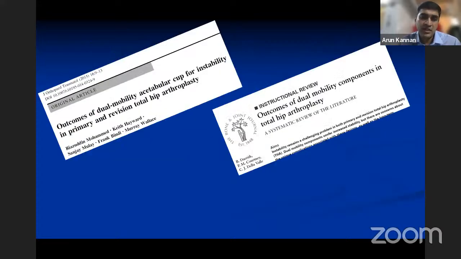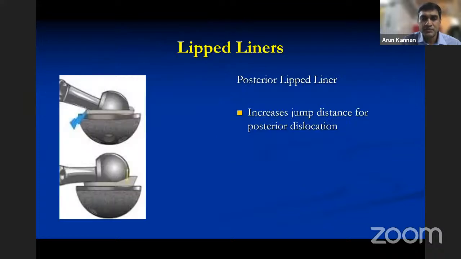And there have been enough studies that have shown that dual mobility acetabular bearings have a good role in improving stability in primary as well as revision hips. I'm not saying we need to use them for all, but when there is a question of instability with a lot of unknown variables, then dual mobility is an excellent go-to in these cases.